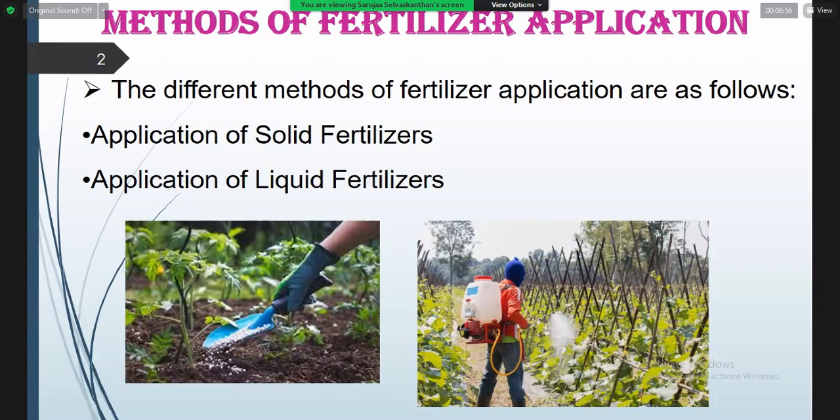Method of fertilizer application. Here we have two different methods. One is solid fertilizer application, and the second is liquid fertilizer application. I think all of you know how to apply solid fertilizer, but liquid you don't know. Someone knows, someone doesn't. Okay, then we will see what the things are.